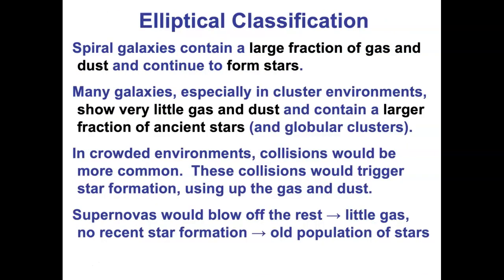Okay, so elliptical galaxies are the third major kind. So far, the only ellipticals that we've looked at are the dwarf ellipticals, but there is another kind of elliptical, and those are what are called the giant ellipticals. Giant ellipticals are the biggest galaxies in the universe.